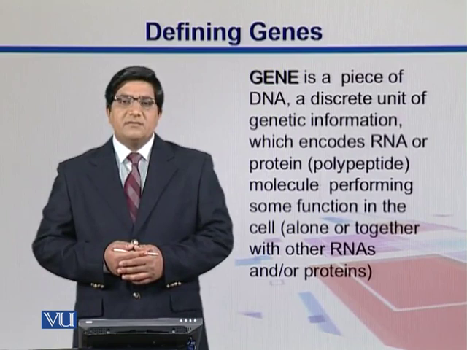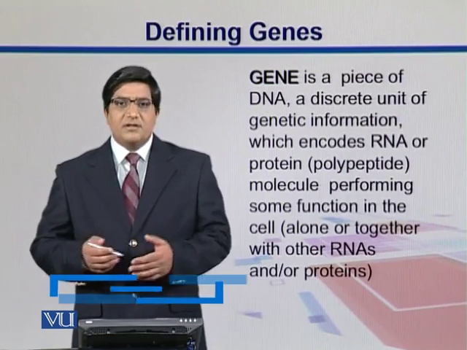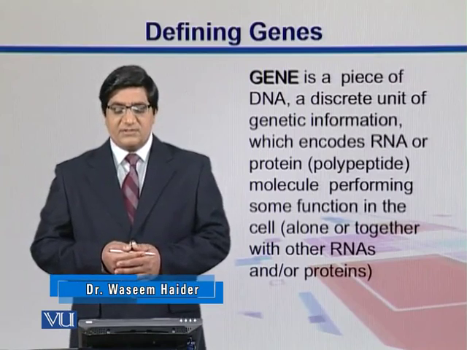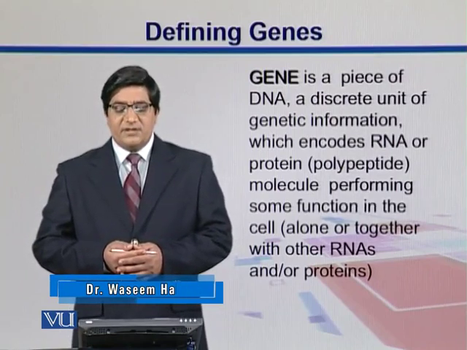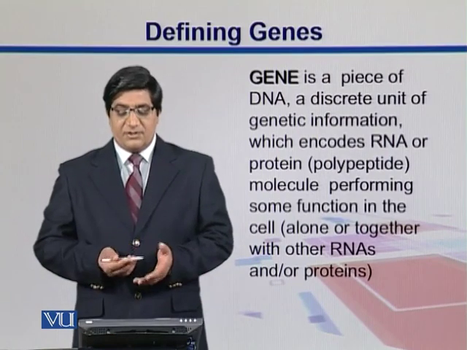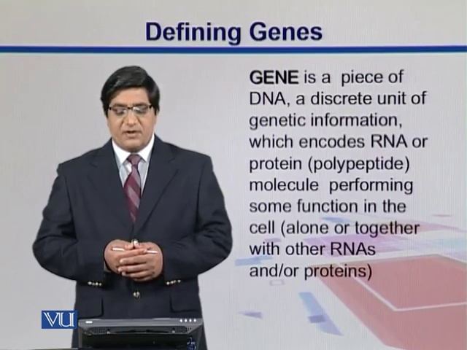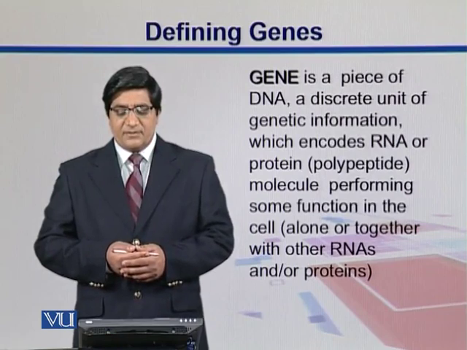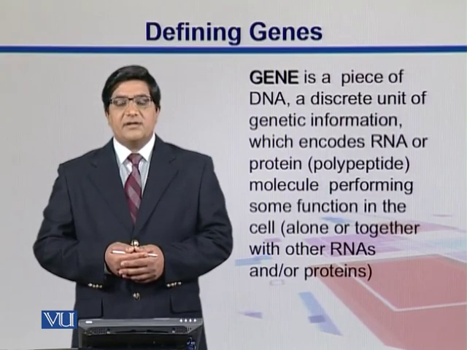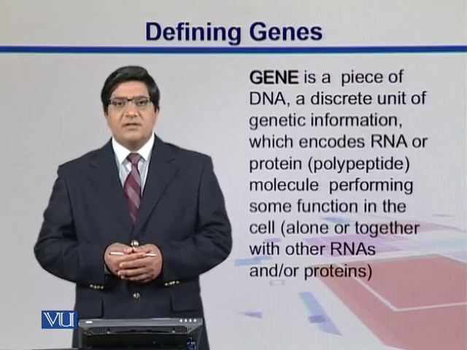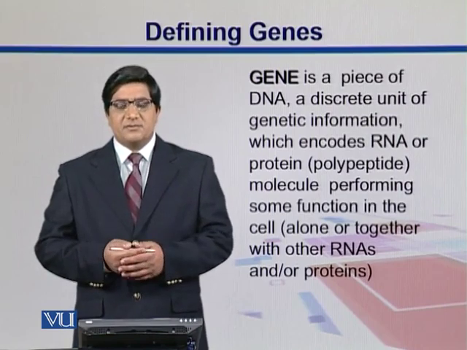How we define genes: this is not exact, but I would say the most appropriate definition which I have. A gene is a piece of DNA, a discrete unit of genetic information, which encodes an RNA or protein polypeptide molecule performing some function. That function is performed in the cell alone or together with other RNA or protein. So in this definition, we can see that the gene encodes a protein or RNA, and there is also some functional implementation of that product.